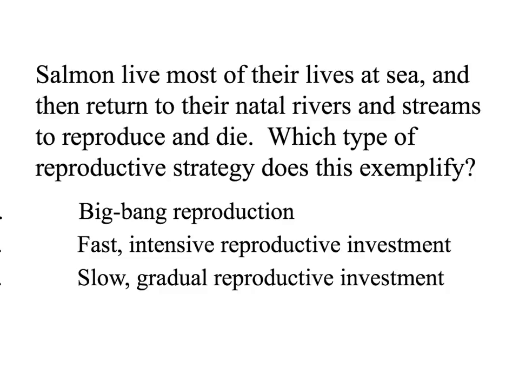Here's a practice problem. Salmon live most of their lives at sea and then return to their natal rivers and streams to reproduce and die. Which type of reproductive strategy does this exemplify? Take a minute, pause the video to figure this question out.